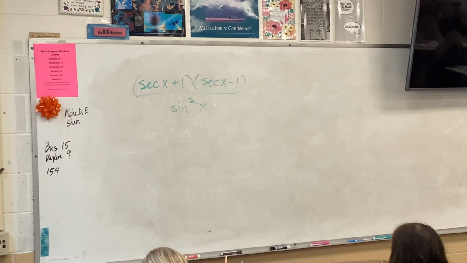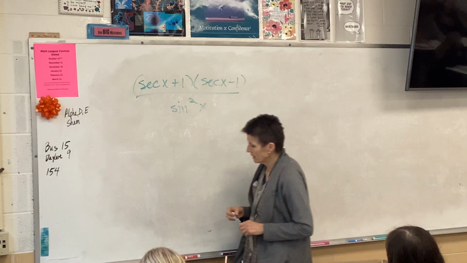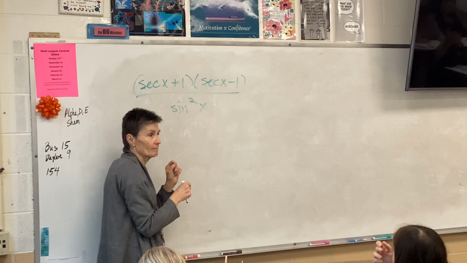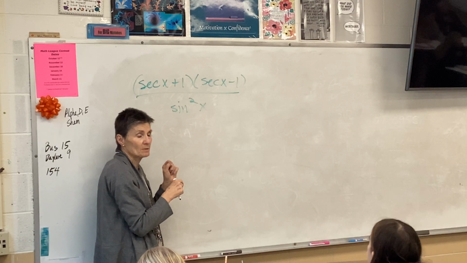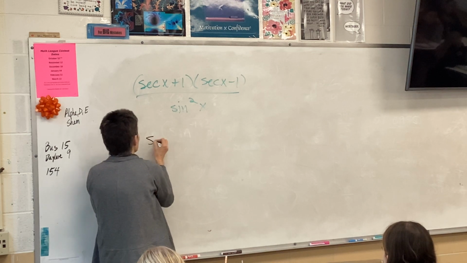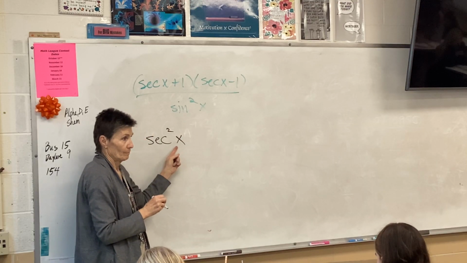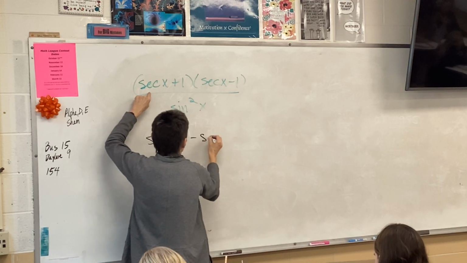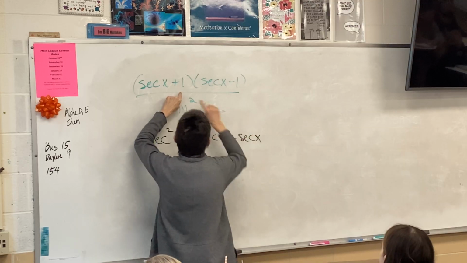Foil, right? Okay. So when I foil, I am going to multiply secant times secant. What happens when I multiply something times itself? It's squared. So I'm going to have secant squared. And remember, we write it like this. Okay? All right, outsides. Insides. Last.